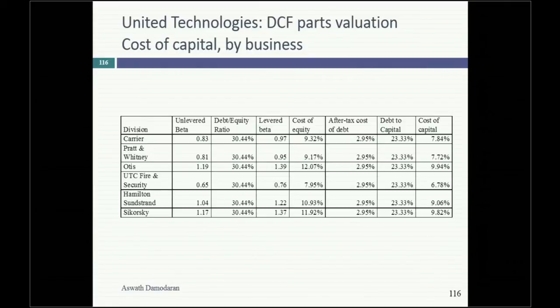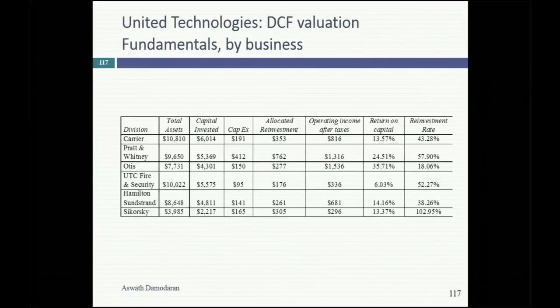And in the last column you see a cost of capital by business ranging from 7.72% for Pratt & Whitney to 6.78% for fire and security to 9.82% for Sikorsky. So I've got a cost of capital. To get the growth rate, here's what I did. I computed the return on capital for each of these businesses because they gave me information on the operating income. And I divided by the invested capital in each of these businesses.